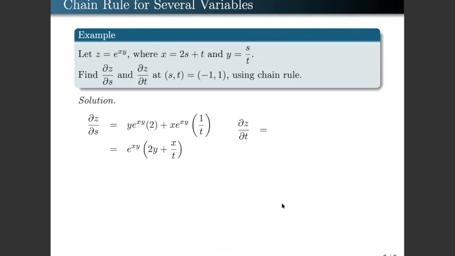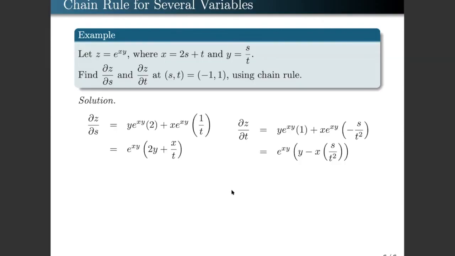Similarly, we have the partial of z with respect to t, which is equal to the partial of z with respect to x, which is y e to the xy, multiplied with the partial of x with respect to t, which is 1, plus the partial of z with respect to y, which is x e to the xy, times the partial of y with respect to t, which is -s over t squared. Again, here we have a common factor e to the xy, so we factor it out and write it like this.